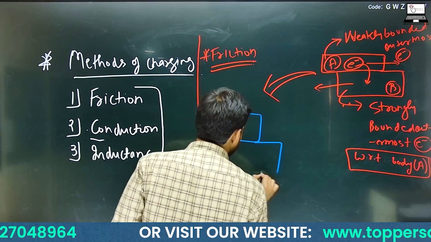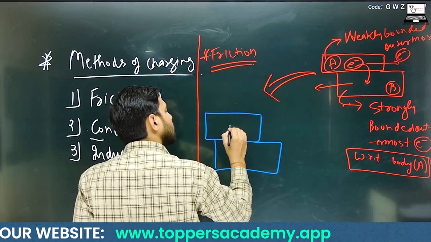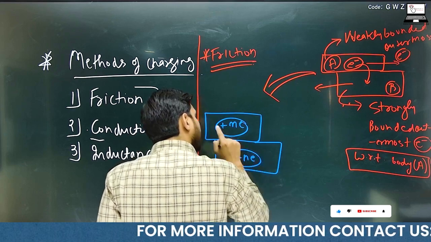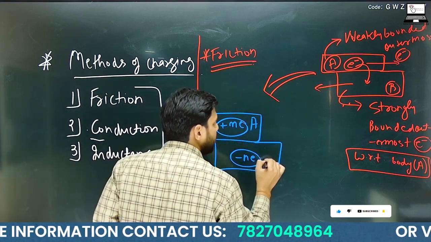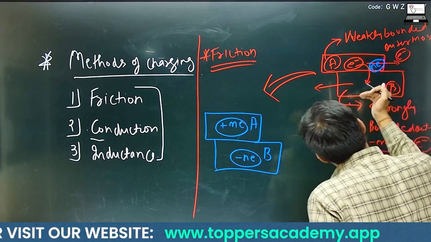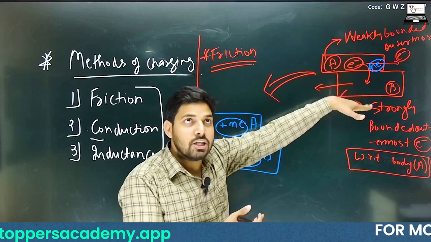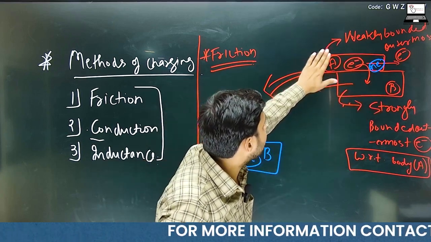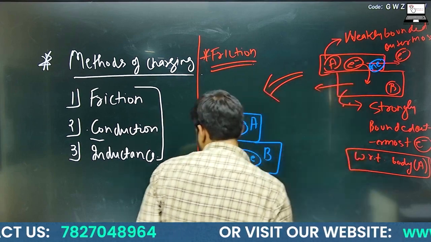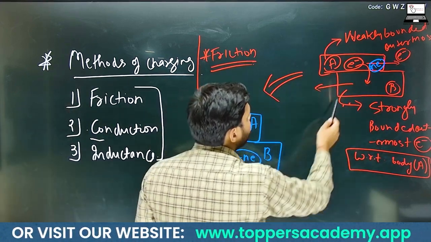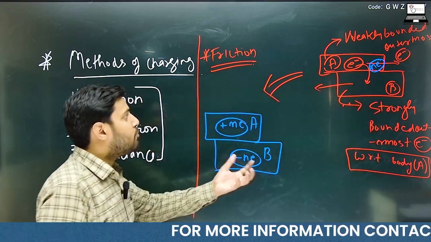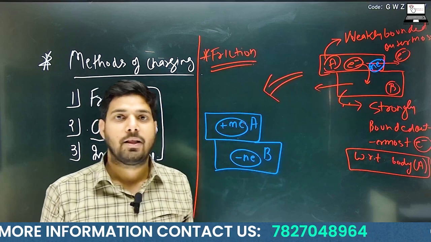So by this method, after the process, we have these bodies as, let us suppose, plus Ne and minus Ne. This is body A, this is body B. What is N? Let us assume N electrons are transferred from body A to body B. There will be a deficiency of N electrons in body A, so it will possess a positive Ne charge, and similarly body B will gain Ne charge by absorbing the N electrons from body A. Clear?